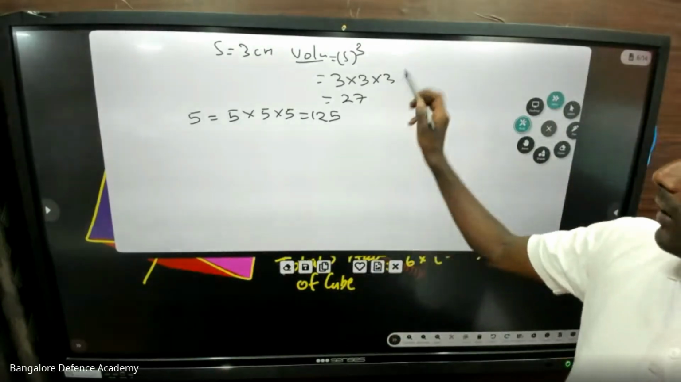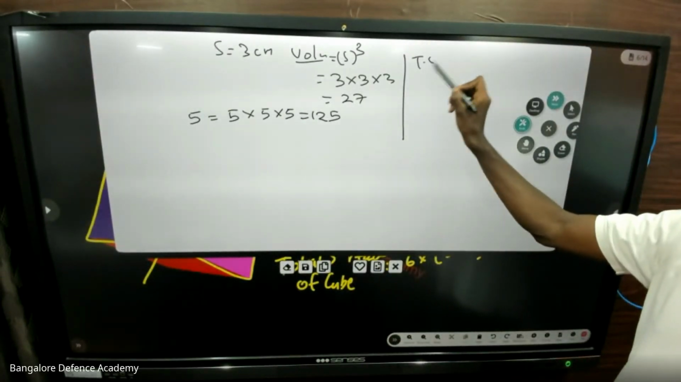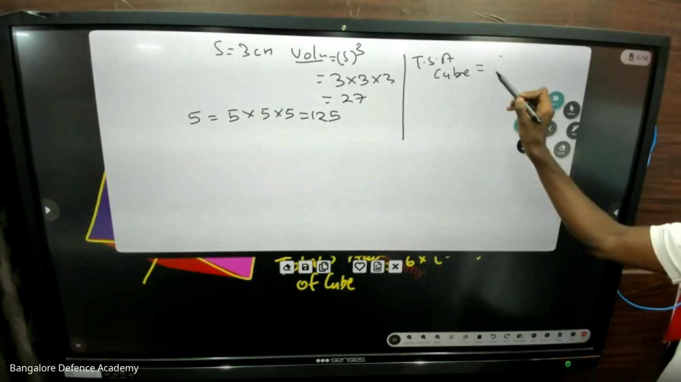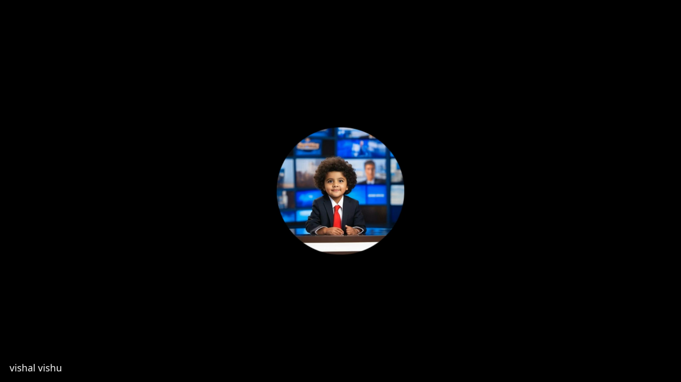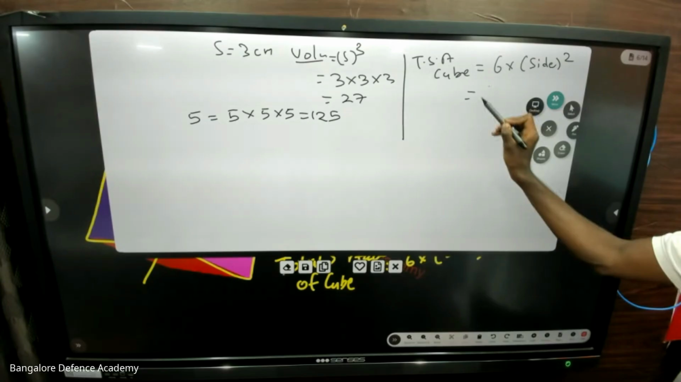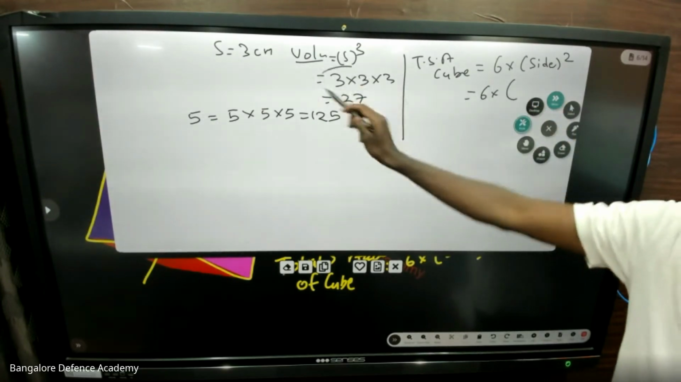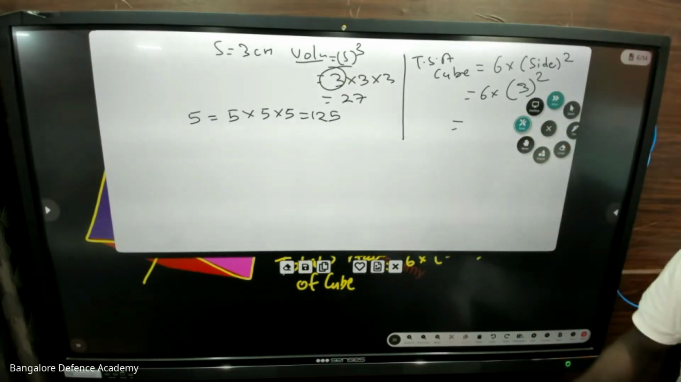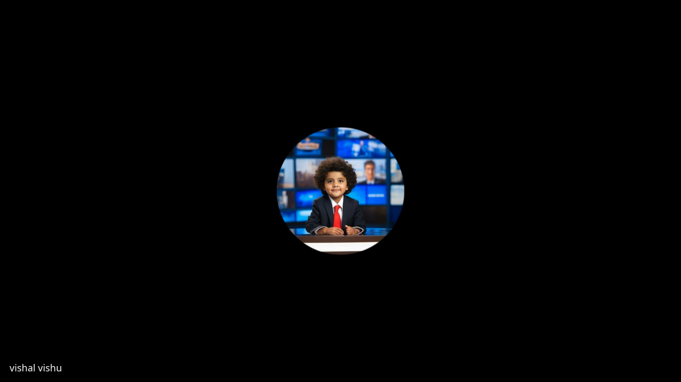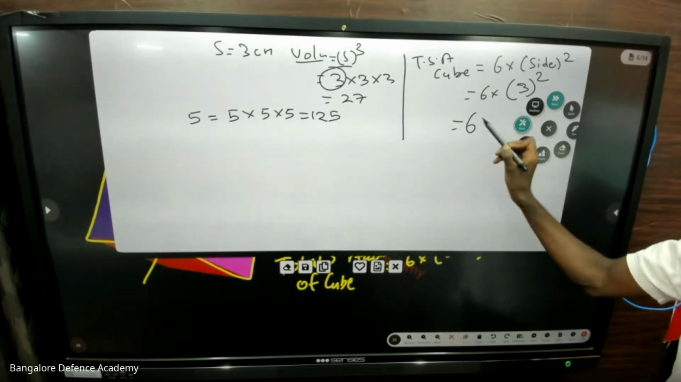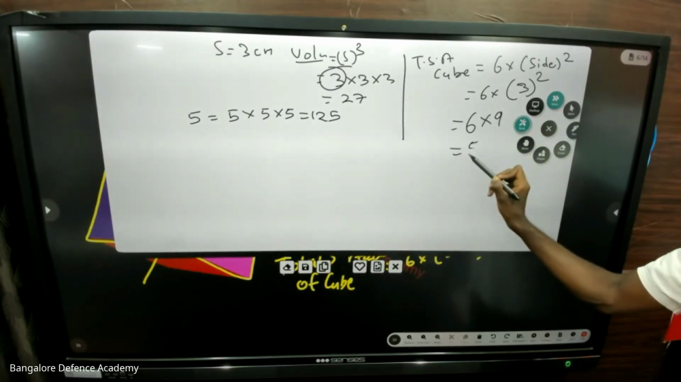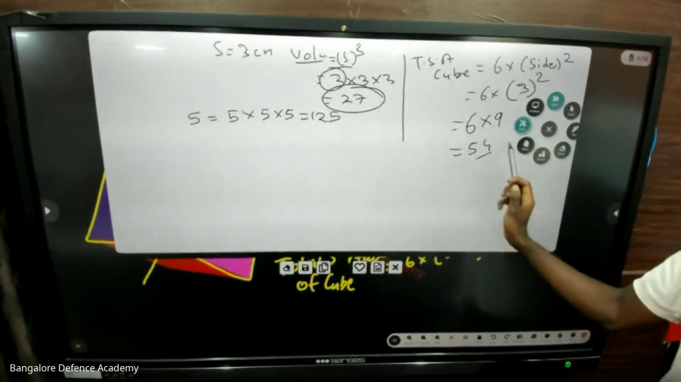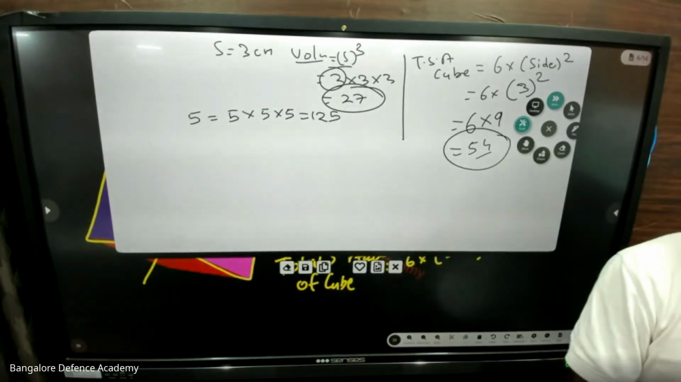Now, in the same way, if I ask you to find the total surface area of cube, what is the formula? 6 into side square. So you write 6 first, and in bracket, imagine if I give you side as 3. So you write 3 square first. What is 3 square? 9. So 6 into 9. Then you get the answer as 54. So look at it. The volume of the cube is 27 and total surface area of the cube is 54.